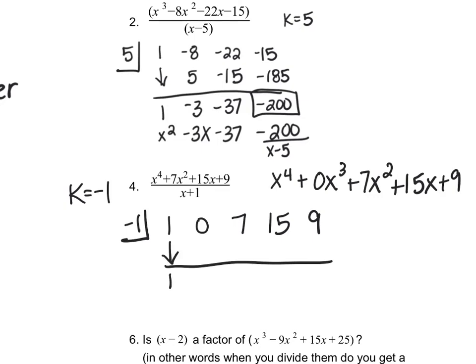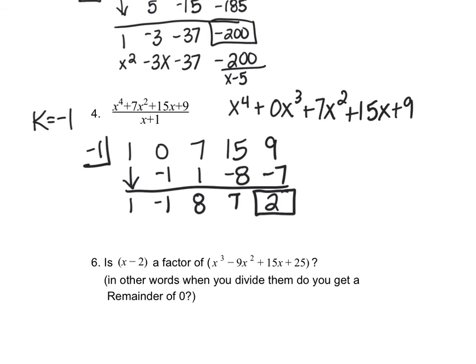Bring down my first coefficient, which is 1, multiply. So negative 1 times 1 is going to give me negative 1. Add that column. 0 plus negative 1 is going to be negative 1. Multiply negative 1 and negative 1, which is going to give you positive 1. Add that column. It's going to give you 8. Negative 1 times 8 is going to be negative 8. So then we add that column, and that's going to give us 7. Negative 1 times 7 is going to give me negative 7, so I have a remainder of 2.